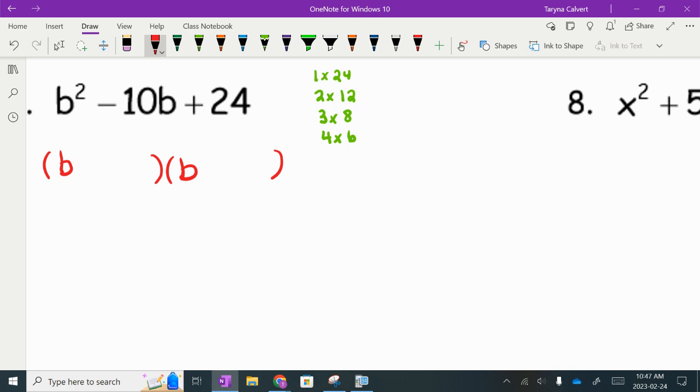And do I need the signs the same to get a plus? Yes. All right, so I do have to use 4 and 6. And I'll show you guys why 2 and 12 don't work. It's the same reason why the other one didn't work. Right, because I need a negative 10. So they both need to be negative, which then multiply to get you the positive 24 that you need.